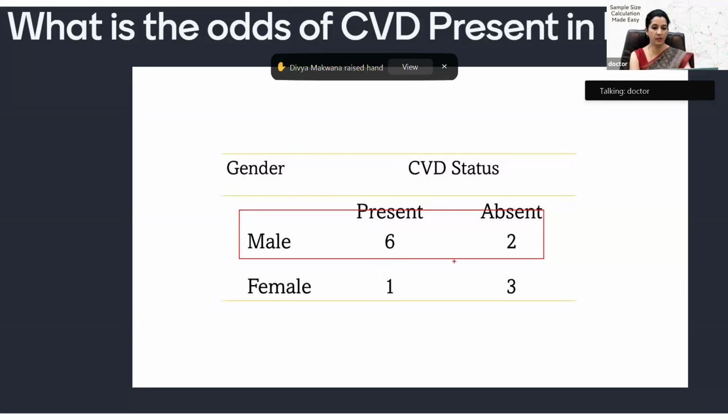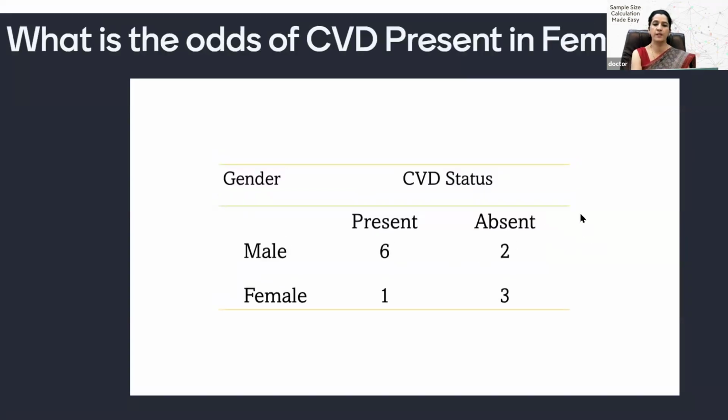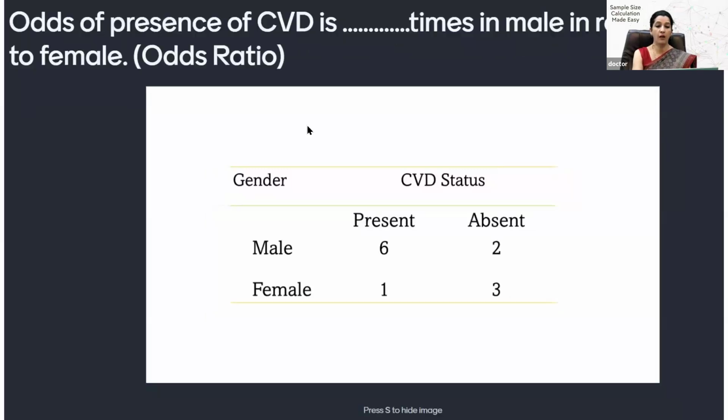Similarly, if I ask this question, what is the odds of CVD present in female? Just a sec, I'm changing the slide. What is the odds of CVD present in female? Then what is the answer? If my question is odds of CVD present in female. Yes, so Dr. Ghodke is right, 1 by 3, or 0.3, Abhit is also okay.